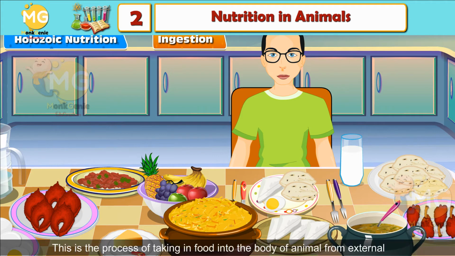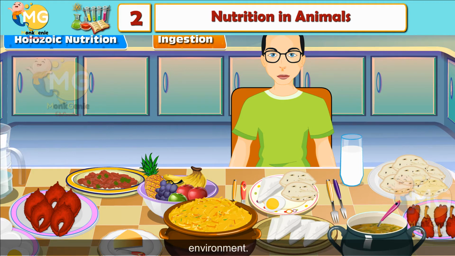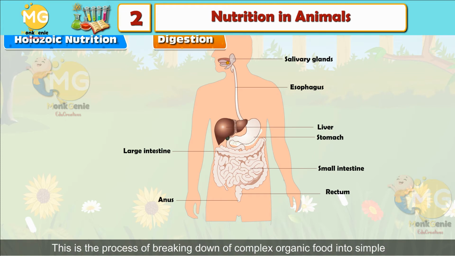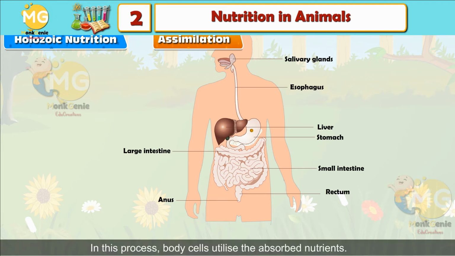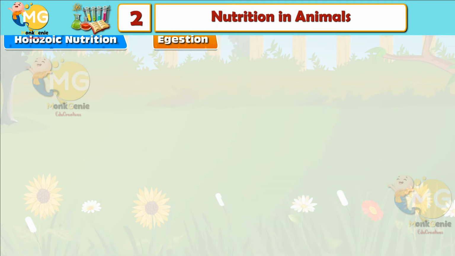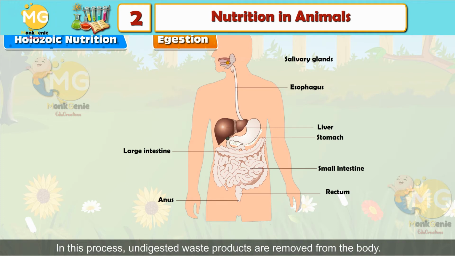Ingestion. This is the process of taking in food into the body of animal from external environment. Digestion. This is the process of breaking down of complex organic food into simple soluble form so that it can be absorbed by the body cells. Absorption. In this process, body cells take in the soluble nutrients from the digested food. Assimilation. In this process, body cells utilize the absorbed nutrients. Egestion. In this process, undigested waste products are removed from the body.